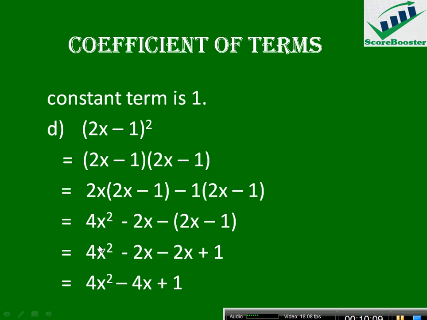So here you now collect like terms. You look at things that are similar. This and this are similar. Minus 2x and minus 2x will give you minus 4x. So you have 4x squared minus 4x plus 1.